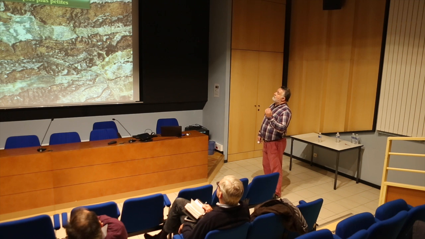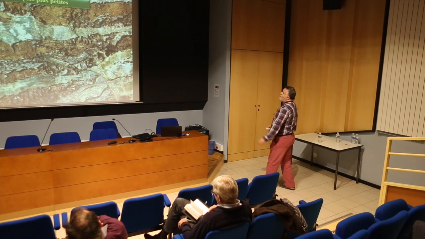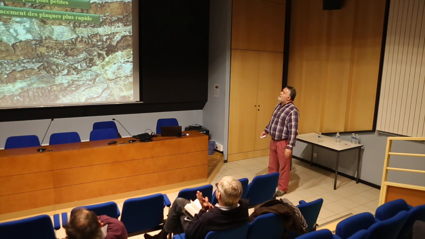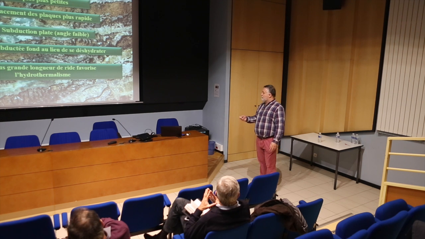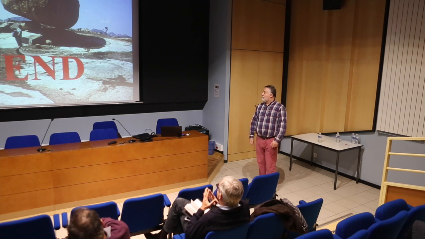Okay, this is the end. So during the Archaean, the plates were probably smaller. Maybe if convection is slightly more efficient, it can be more rapid. Flat subduction or low angle subduction. Of course, one of the big differences is that, contrary to today, it is the subducted basalt that melts to generate the continental crust. And of course, if we have a greater length of ridge, this will be in favor of more hydrothermalism in these systems.